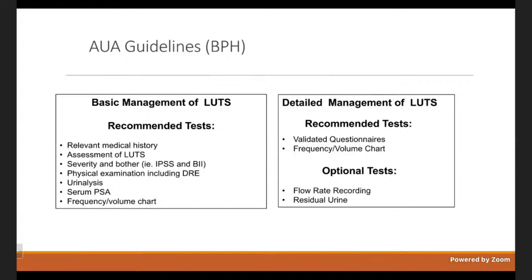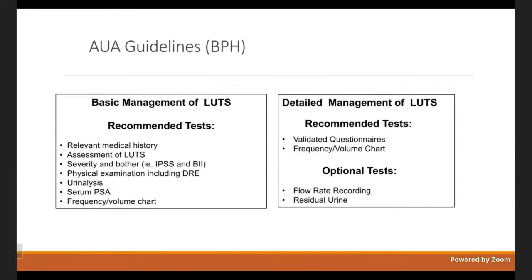The detailed management of LUTS includes the recommended tests: validated questionnaires can be done, and a frequency volume chart. That is not very important, but it plays an important role in a few patients who have urgency symptoms, or a few patients who have more irritative symptoms. Frequency volume charts play a very important role. What are the other optional tests?